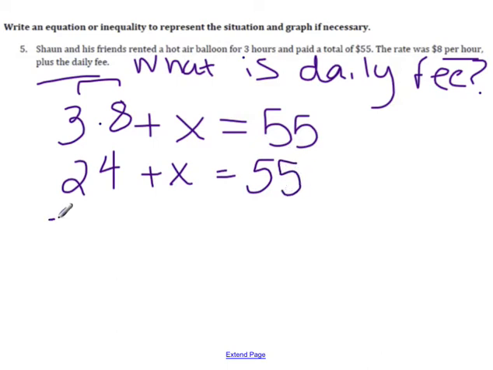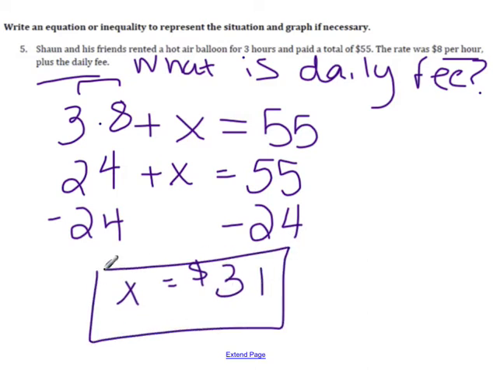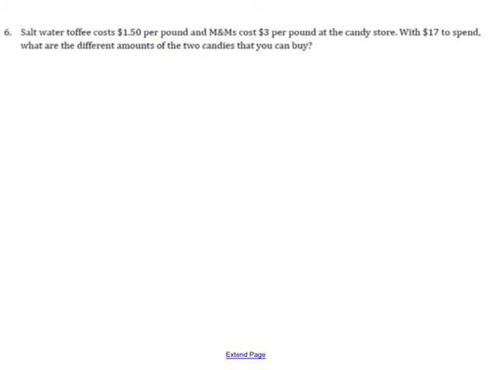So now to solve this for x, since that's a positive 24, I'm going to subtract 24 from both sides. So 55 minus 24 is going to give you $31. So the daily rate is $31. Remember, if at any point you're getting confused, come talk to me because this will be on your quiz. Okay? So let's take a look at number 6.